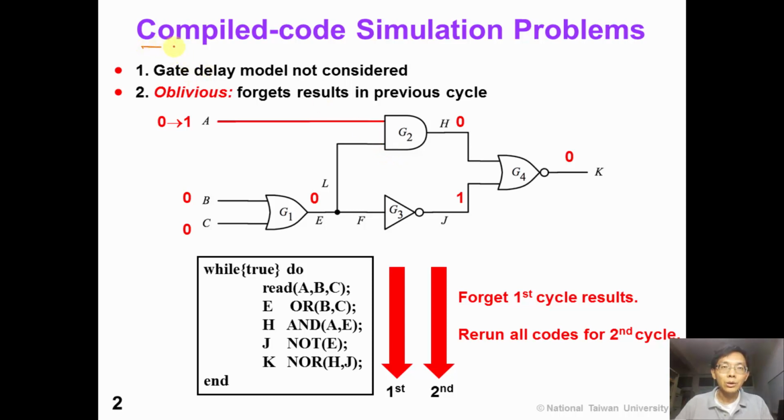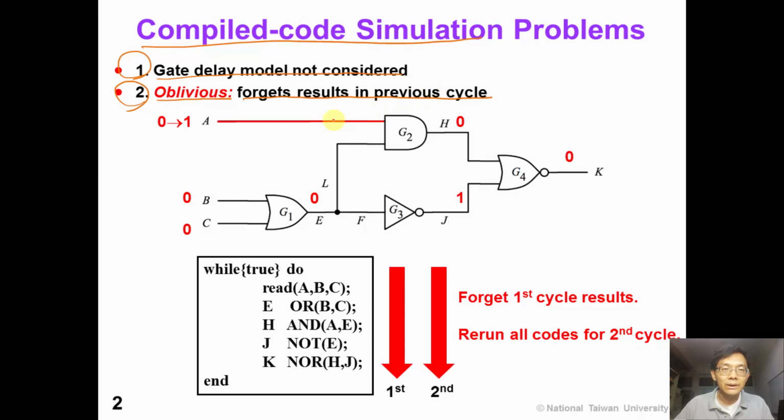The compiled code simulation technique has two problems. First, the gate delay model was not considered by compiled code simulation. Second, the compiled code simulation is oblivious. That means this simulator forgets old results in the previous cycle. This is actually a waste of CPU resource.